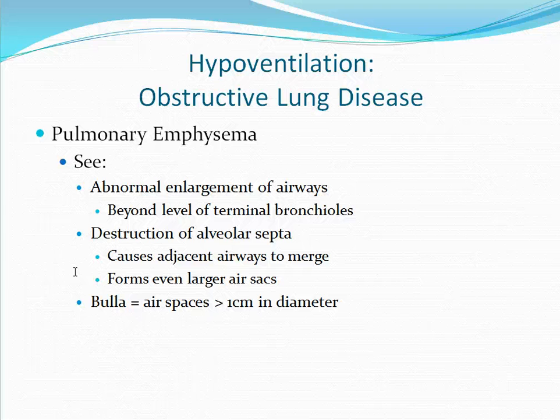Our second example of an obstructive lung disorder is pulmonary emphysema. Here you see abnormal enlargement of the airways beyond the level of the terminal bronchioles. You will also see destruction of the alveolar septa, causing adjacent airways to merge with each other, forming even more enlarged sacs. The term bulla refers to air spaces that are greater than 1 centimeter in diameter.